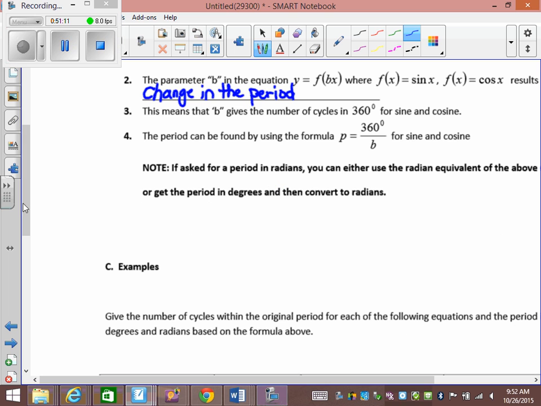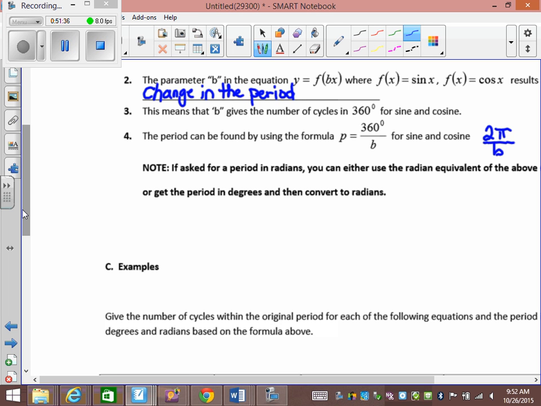Okay, this means B gives the number of cycles in 360 degrees for sine and cosine, or 2 pi. The period can be found by using the formula 360 over B or 2 pi over B. If asked for a period in radians, you can either use the radian equivalent of the above or get the period in degrees and convert to radians.